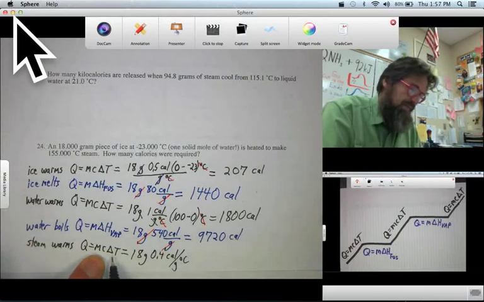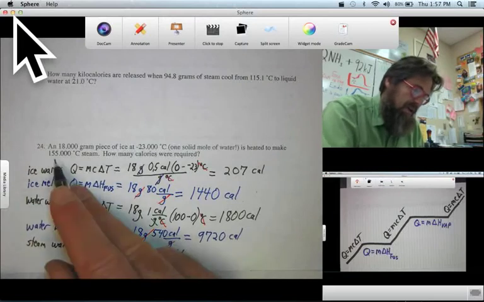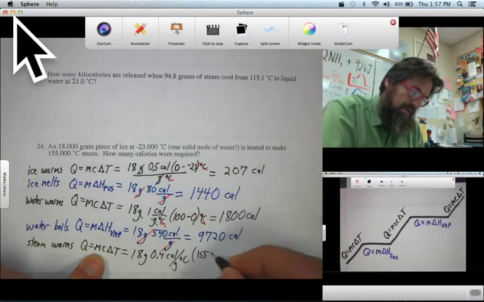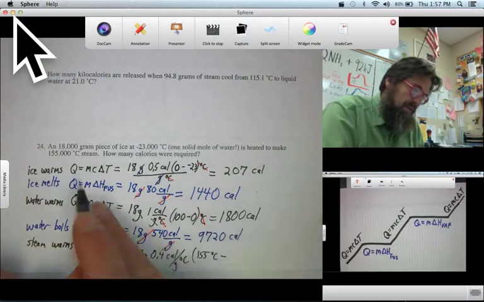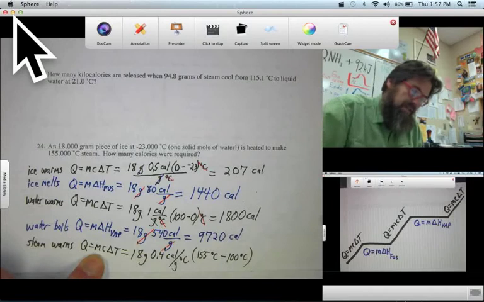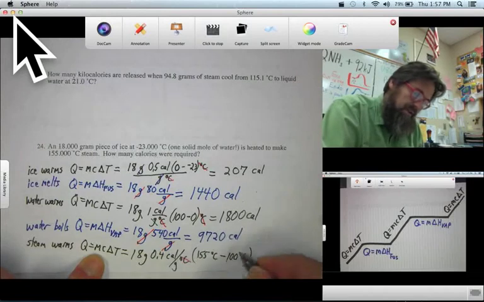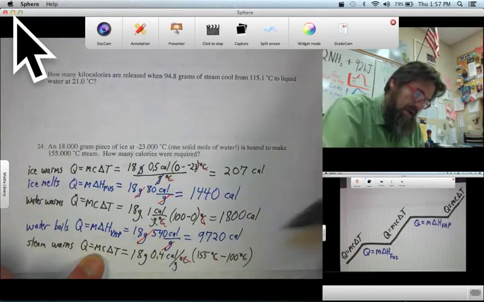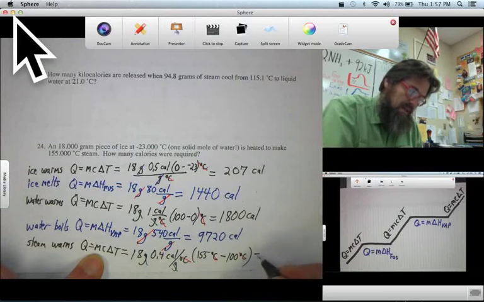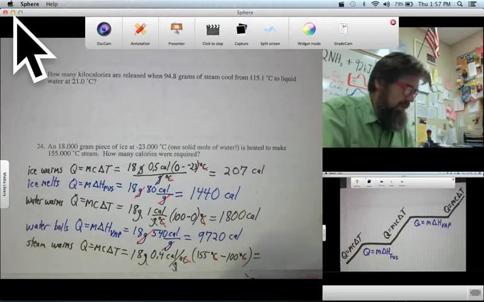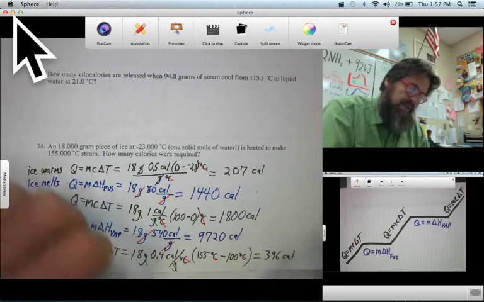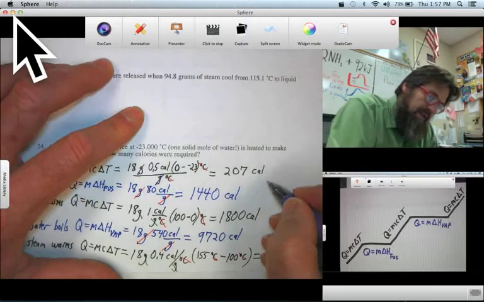And the delta T, let's see, our T final is 155 degrees. So on top, 155 degrees C minus 100 degrees C. And we show our cancellations. Degrees C over degrees C, and grams cancels grams. We're left with calories. That's good. And that comes to 396 calories.